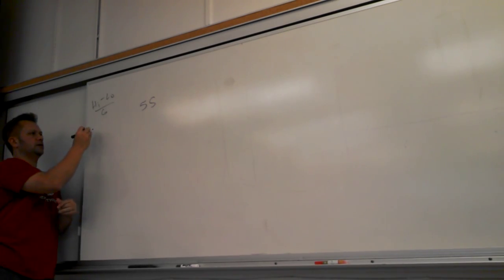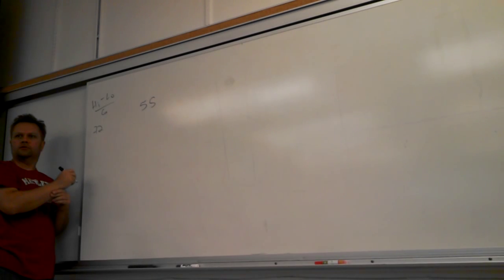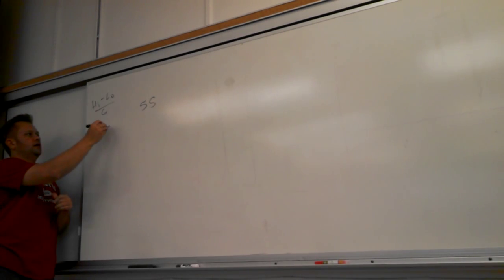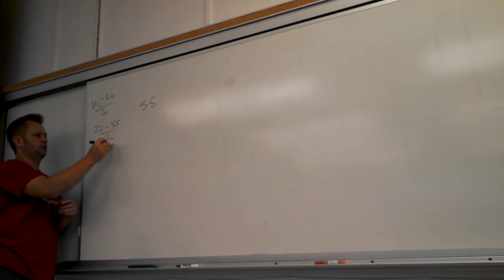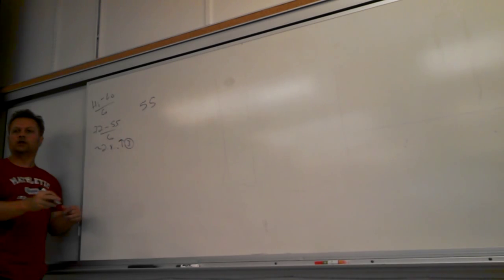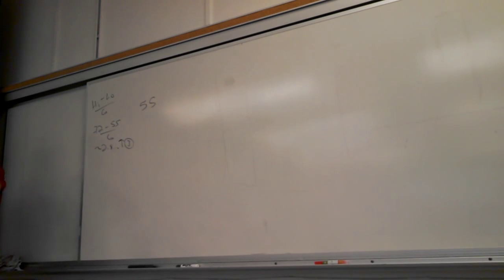So for mamas, who was the tallest? 72. 72, yeah, 6 foot. 6 foot, and minus 55 divided by 6. And that came out to be 2.8, blah, blah, blah. And then you round it up to 3. You can round that up to the whole number.